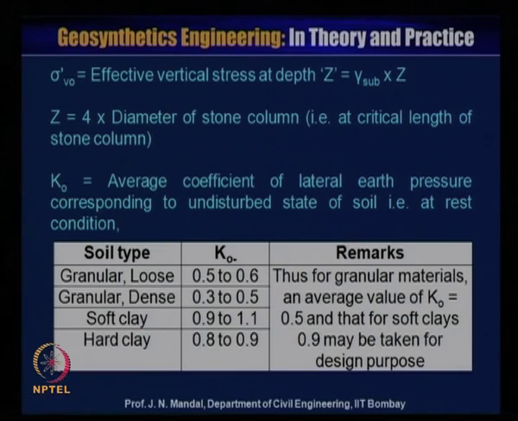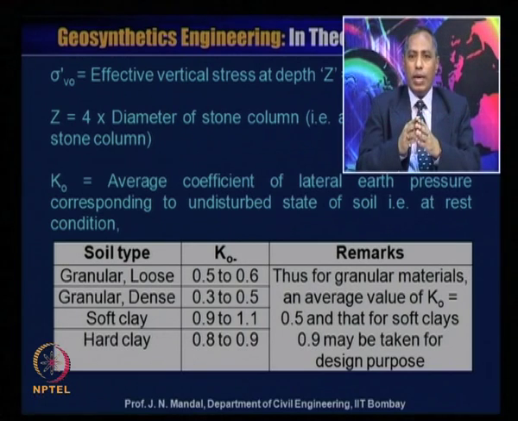Sigma V0 dash is equal to the effective vertical stress at depth Z, that is equal to gamma submerged into Z, where Z is equal to 4 into the diameter of the stone column, that is, at the critical length of the stone column. K0 is equal to the average coefficient of lateral earth pressure corresponding to the undisturbed state of soil, that is, at rest condition.